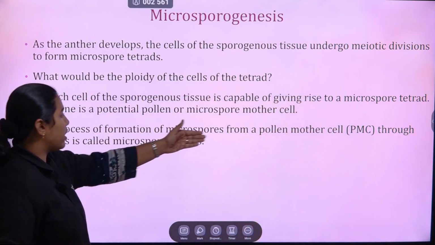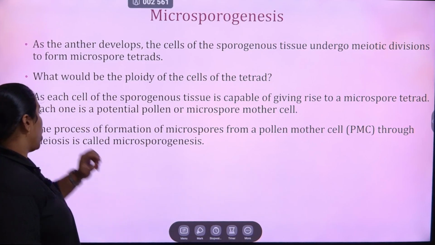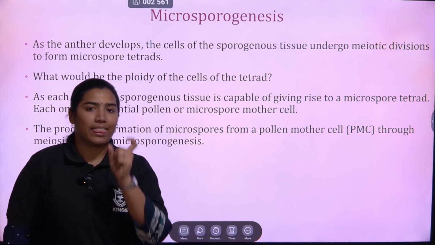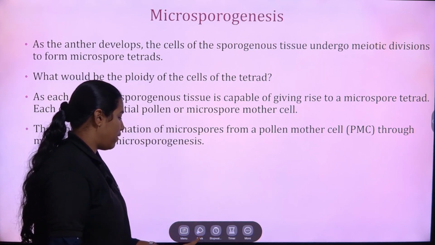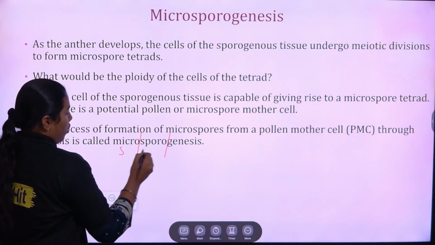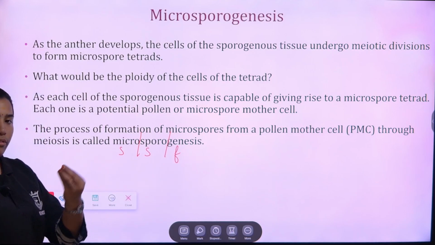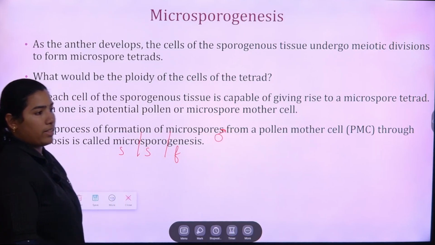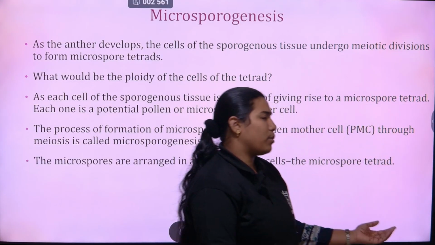Then the process of microspore formation from a pollen mother cell, you can also call it microspore mother cell, through meiosis, by means of meiosis, half the ploidy, that is known as microsporogenesis. Whenever you see microsporogenesis, remember, cut. Okay, small spore formation, right? Small spore formation, which is the pollen grains, that is the male part. Okay, remember this.